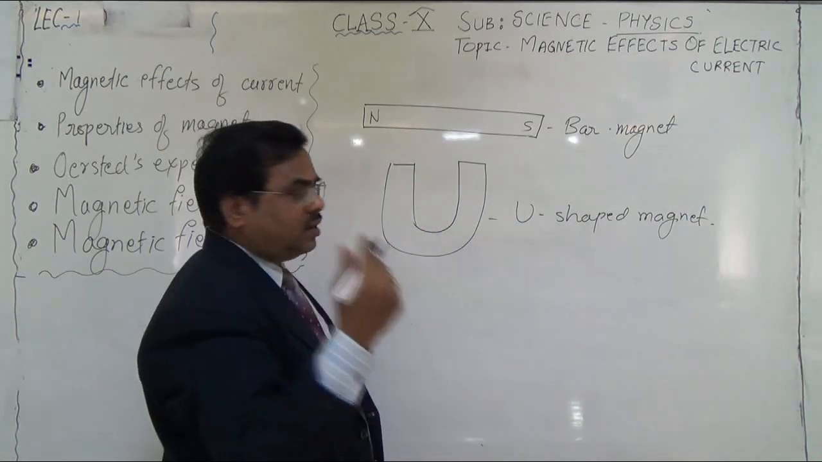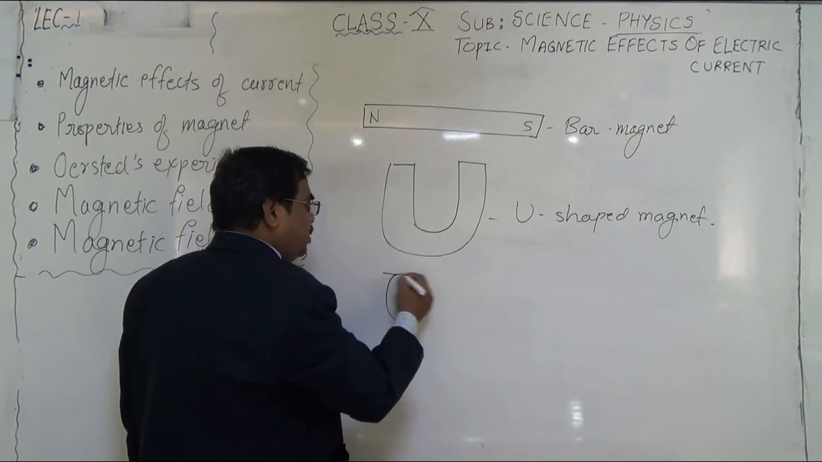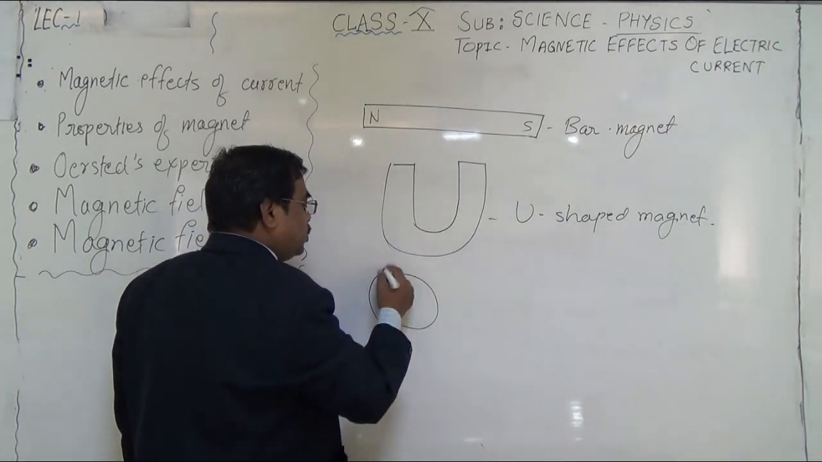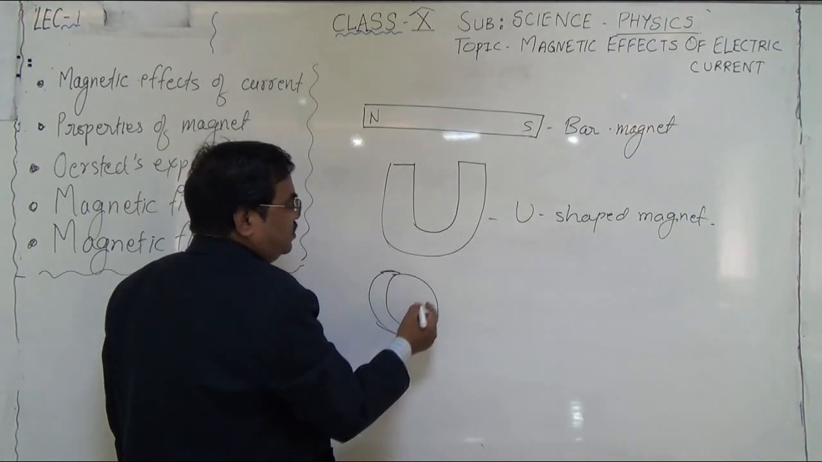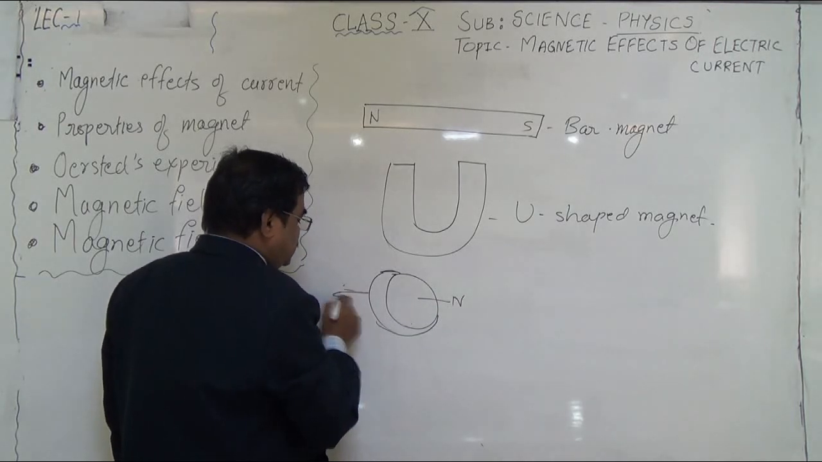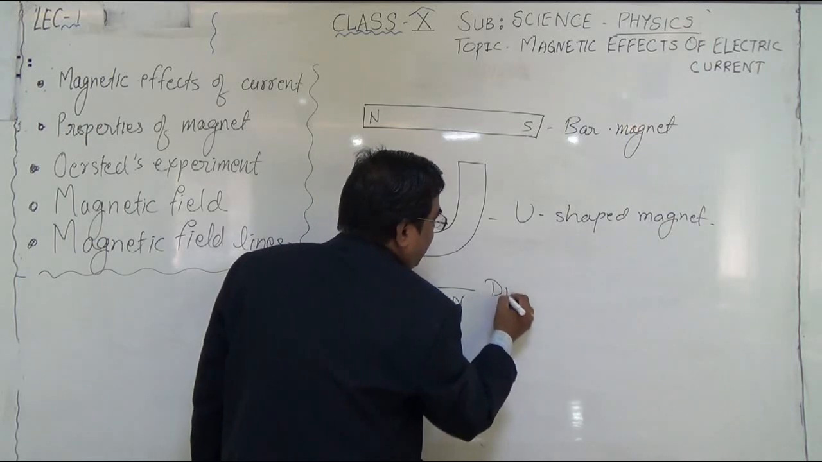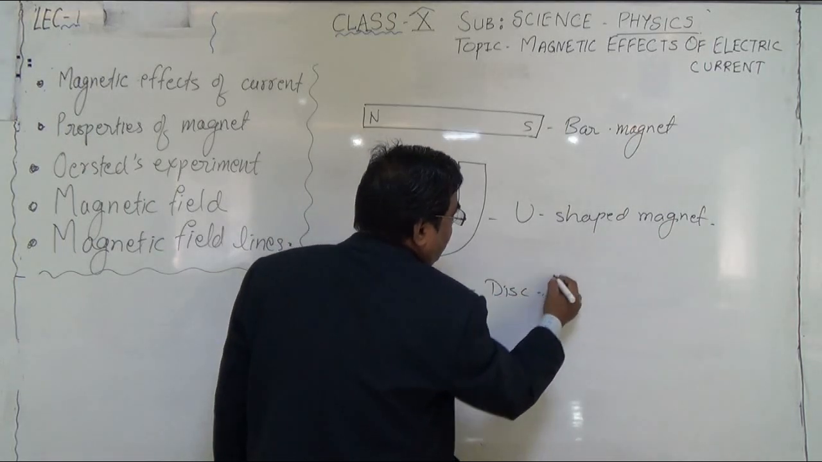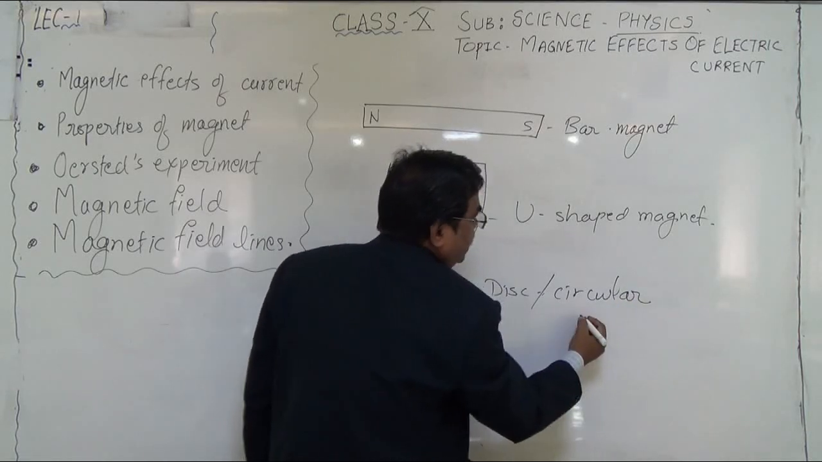Then there are circular magnets, which are like a coin. They have one side north and the other side south pole. So they are disc magnets. You can call them disc magnets or circular magnets.